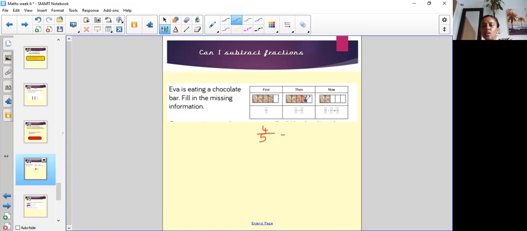Minus, take away 4/5 minus, and we're taking away 2/5. So 2/5 equals, how many are left? So 4 take away 2 equals 2/5. Can you see how we've got that answer? Great stuff. Let's have a look.